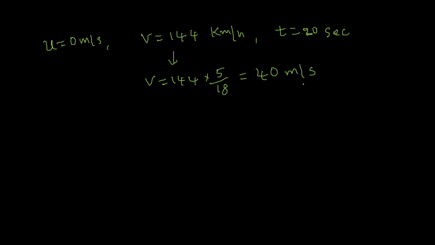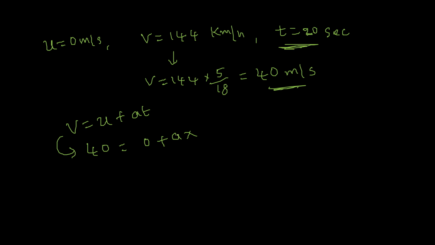Okay, so 5 by 18 we are converting. Now v equal to u plus at to find the value of a. So here initial velocity is 0, final velocity is 40. So from this, 40 equal to 0 plus a into time, which is 20 seconds. So if you cancel it, 40 by 20 equal to acceleration.